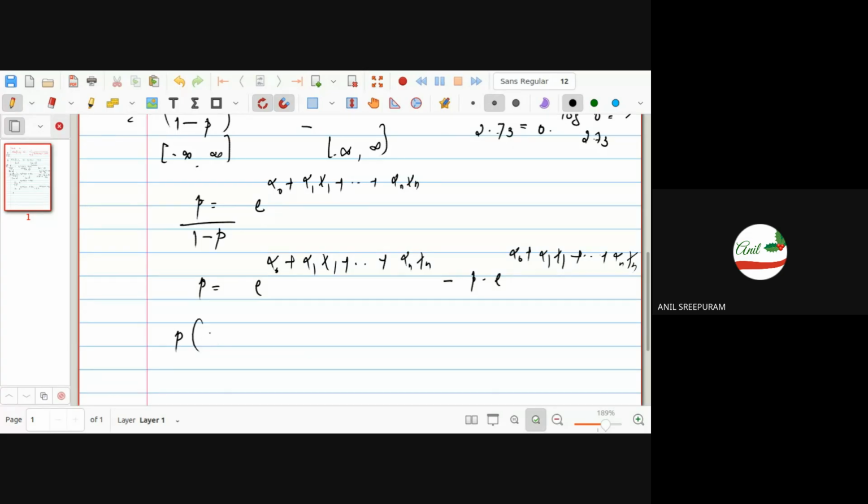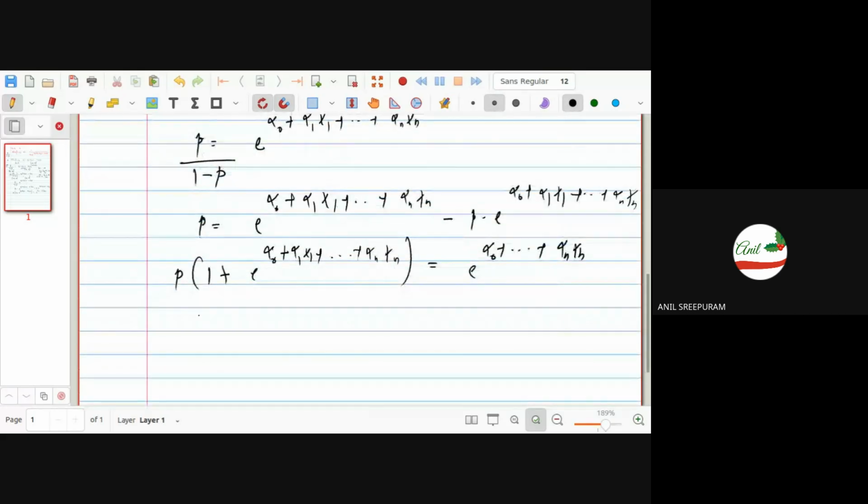So p into 1 plus e power alpha 0 plus alpha 1 x1 plus etc. alpha n xn to be equal to e power alpha 0 plus alpha n xn. Therefore, p is equal to e power alpha 0 plus alpha 1 x1 plus etc. up to alpha n xn divided by 1 plus e power alpha 0 plus alpha n xn.